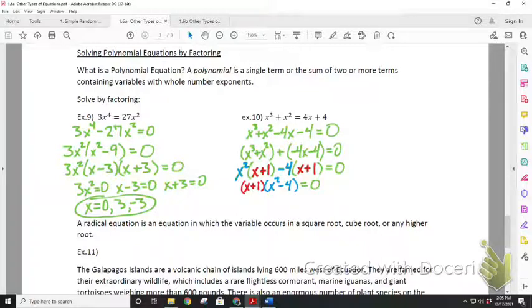I can break that x squared minus 4 into two things, just like I did on that first problem. Whoops, not a 3, sorry. Flashbacks to the other problem. And we're about done. Set each factor equal to 0.